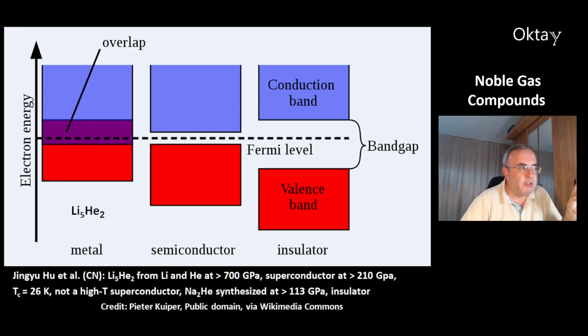This is a work of Jingyu and colleagues from China. They synthesized the compound lithium helide from lithium and helium at 700 gigapascal pressure, at very high pressure. This compound is a superconductor at pressures above 210 gigapascal. However, the critical temperature is just 26 Kelvin. So this means this is not a high temperature superconductor. For that, the critical temperature needs to be above 77 Kelvin or minus 196 degrees Celsius. That's the boiling point of liquid nitrogen.